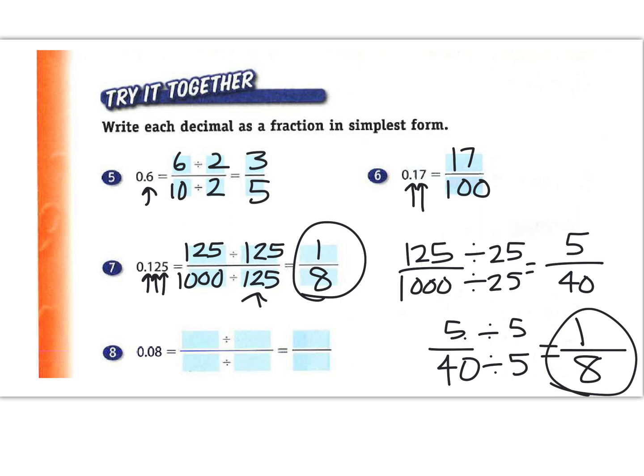All right, number 8. There is an 8 in the hundredths place, so this is 8 hundredths. We know that 4 goes into both of these. 8 divided by 4 is 2. 100 divided by 4 is 25. So 8 hundredths is the same as 2 25ths.